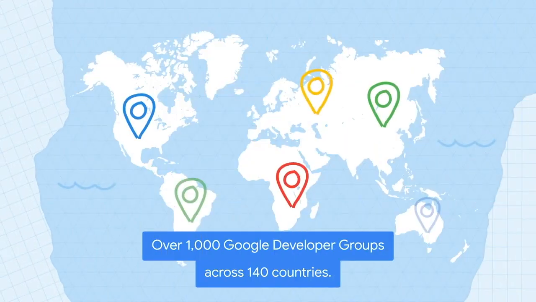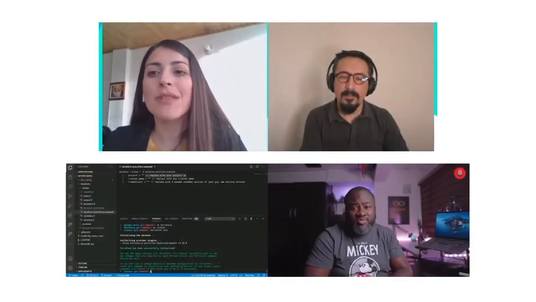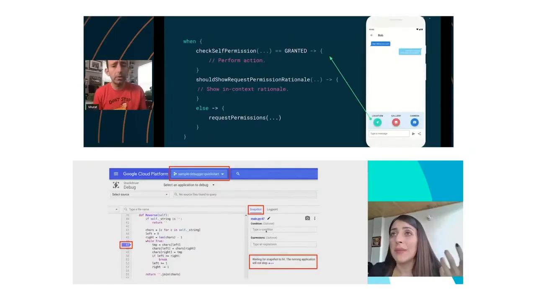Google Developer Groups are the largest community network of developers in the world. They're local hubs of professional developers who share expertise in and passion for Google's developer technology. They host a variety of activities for professional developers in person and virtually, including but not limited to demos, hackathons, networking events, technical talks, trainings, and hands-on workshops.